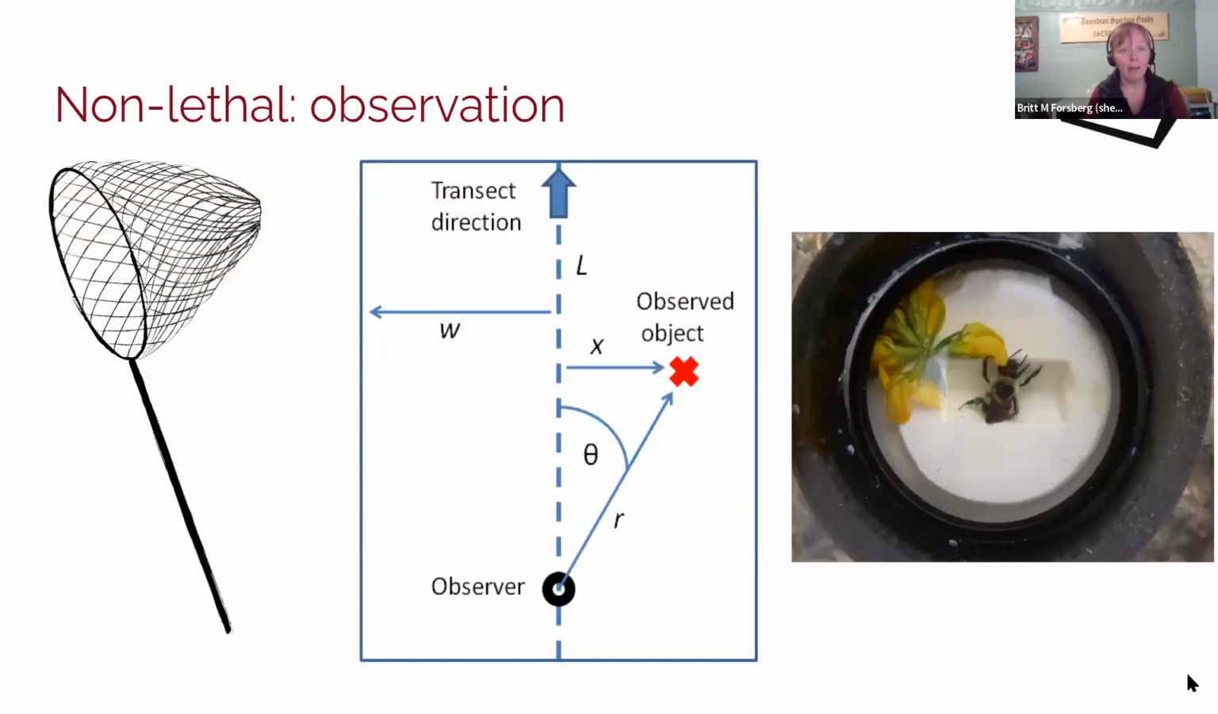So another way that you could help out do some monitoring without killing any bees, any insects, butterflies, what have you, is just to take observations. So a couple different ways this could work. It could be by netting. And even then, there's a whole range of things that you could be doing.